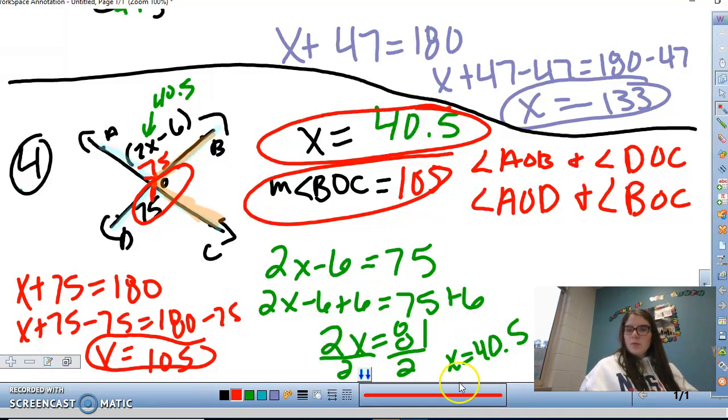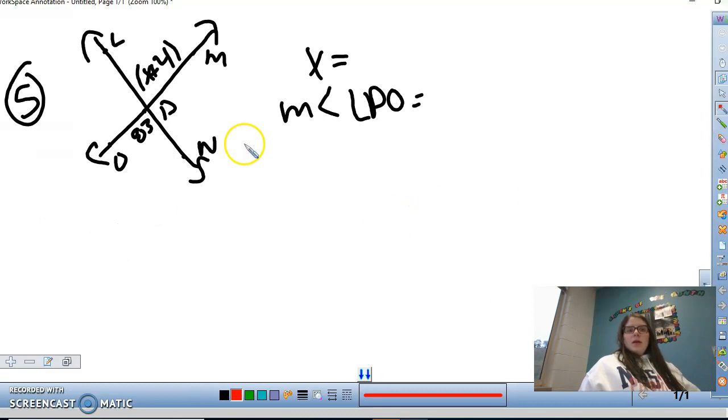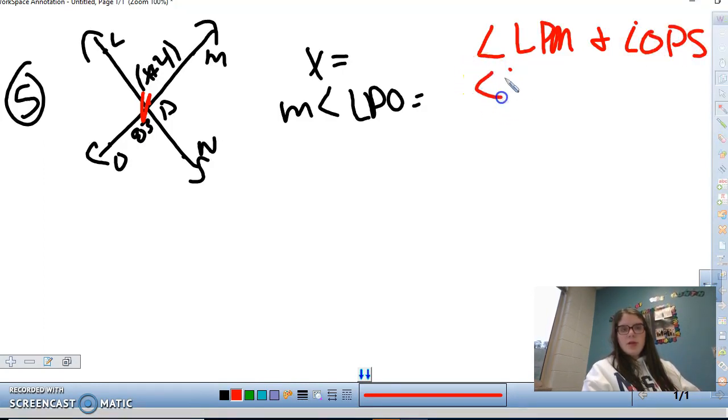All right, so let's go down to our last problem. Here we have x plus 4, and then we have 83. The first thing they want us to do is find x. First we have to list out our vertical angles. I have angle LPM and angle OPS, and then I have angle LPO and angle MPN.